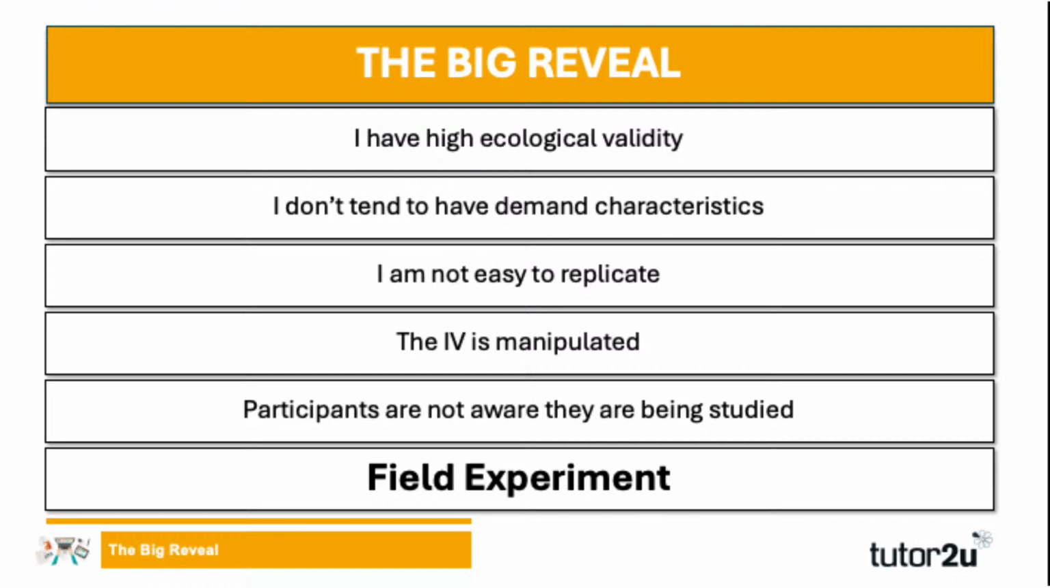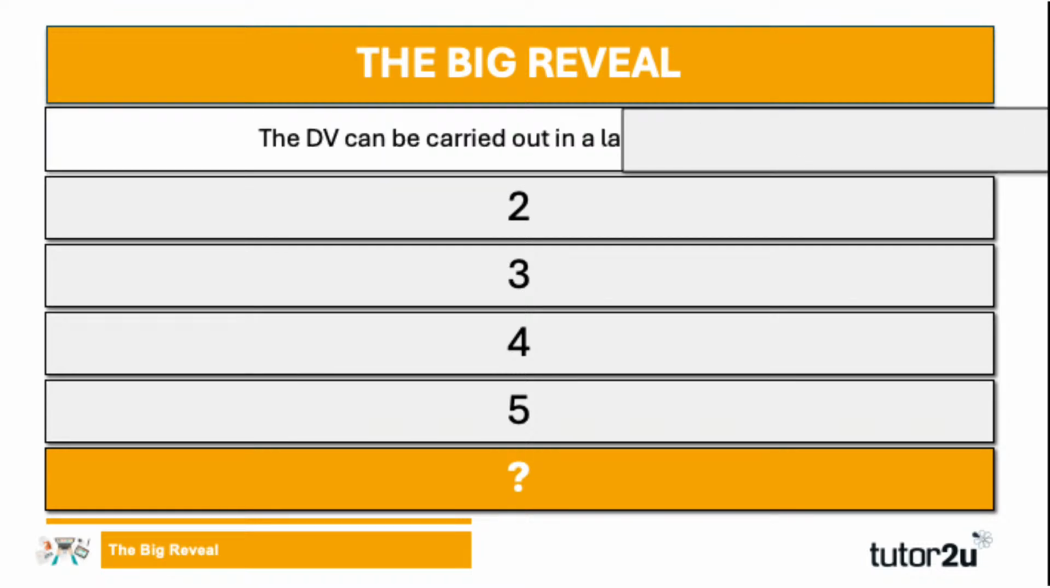Let's go to our last big reveal then. So let's go with our first clue. The DV can be carried out in a lab style setting. So maybe what we're saying is the dependent variable can be measured, if you like, in a lab style setting. It's quite a hard clue for the first one, actually. So if you want to have a go at guessing for the first clue, that's fine. It's quite difficult. I think a couple of us have said quasi already.